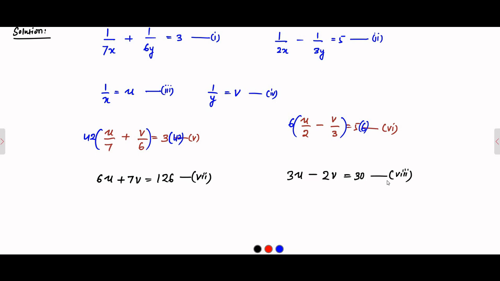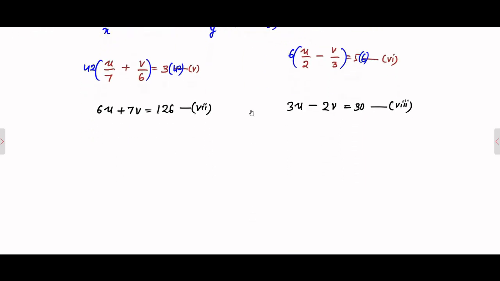So see, first we had the equations in this format, with the variables x and y in the denominator in fractional form. We made the substitutions and got it in this format. Again we made some modifications to convert it into this form finally. Equation 7 and 8. Now we have to solve them using the standard substitution method technique.